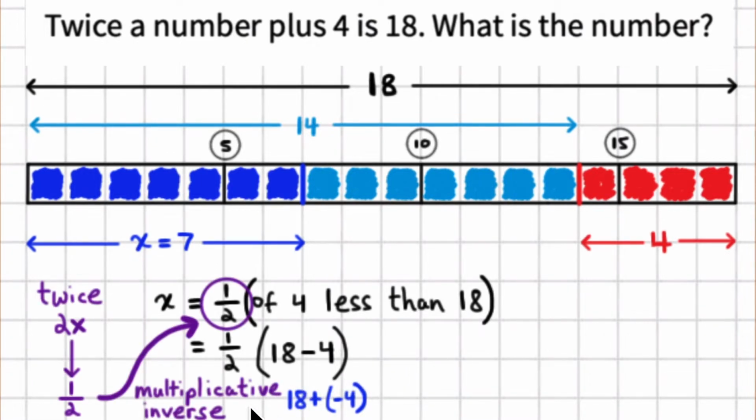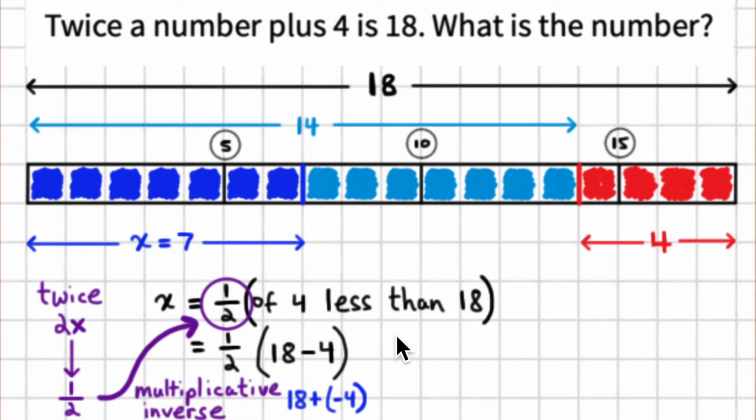You're going to use the multiplicative inverse. So if you see twice a number or 2 times a number, to go backwards, to move back to that number, you're going to have to take 1/2 of it. You're going to have to multiply it by the multiplicative inverse, which is 1/2. So 1/2 of 4 less than 18.